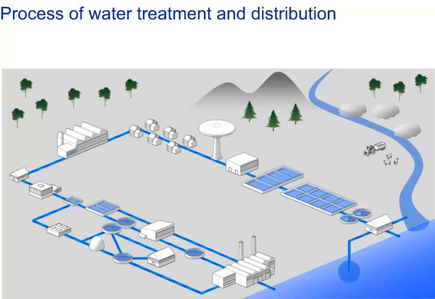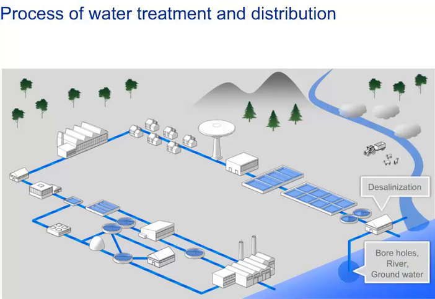In this slide, we will see the entire process of water treatment and distribution. As noted earlier, water intake comes from many different sources, including boreholes, rivers, and groundwater. Also, desalinization and other collection methods are prevalent within the water market today. Once collected and brought into the plant, they are treated, first through screening.